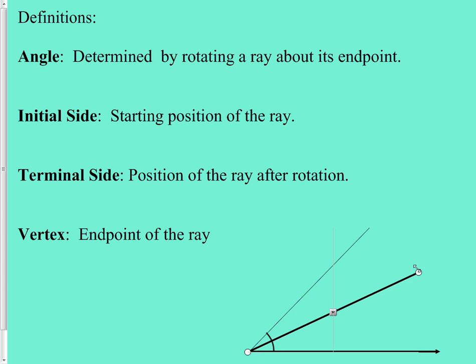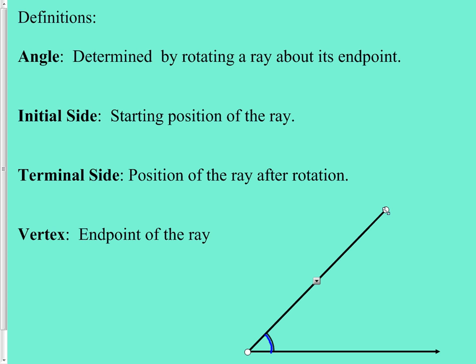And if I open this up, eventually I get to this spot right here. And I've created the terminal side. And where these two separated from each other, this angle right here results. Okay? So the official definition of an angle is that it came from a ray being rotated about its endpoint. But you didn't know that.